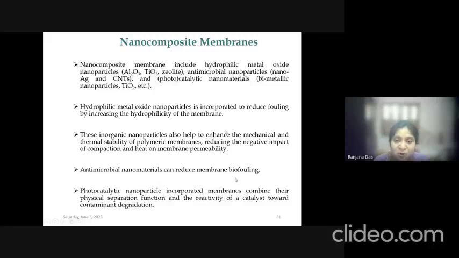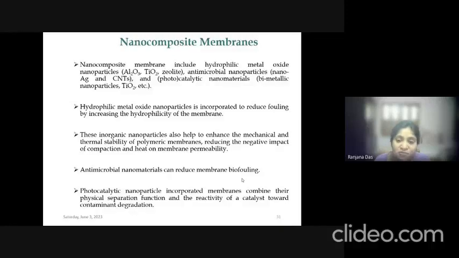And antibacterial properties mean we are preventing biofouling. Suppose we want to separate some organic molecules and those organic molecules are getting absorbed on the membrane surface. Then with time, there will be formation of a biofilm. If the biofilm is produced, what will happen? It will lower the performance or the efficiency of the membrane, and sometimes it will also cause permanent damage to the membrane.